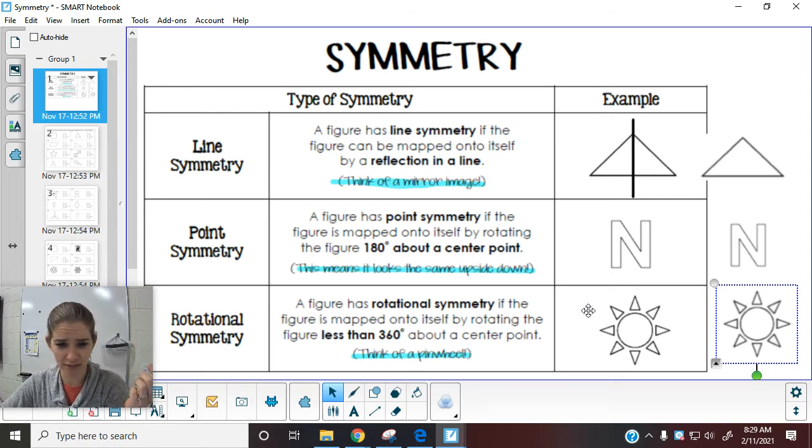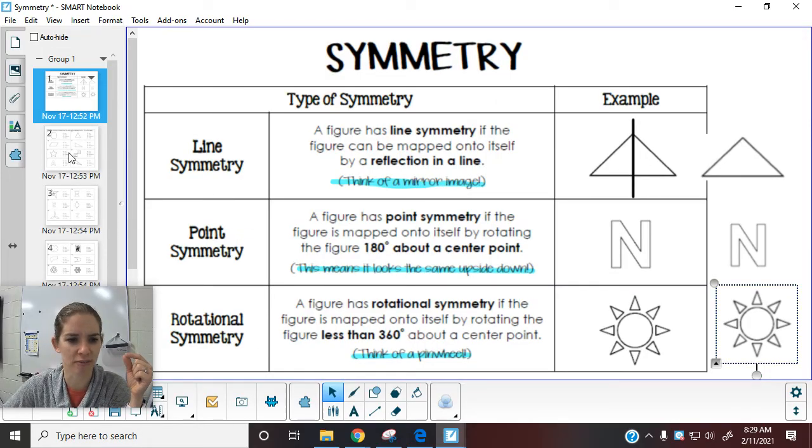Now, because of how this is defined, as soon as you have a figure that has point symmetry, it automatically has rotational symmetry. Rotational symmetry is not the other direction. So if it has rotational symmetry, it does not guarantee point symmetry, okay? Point symmetry automatically guarantees rotational symmetry.